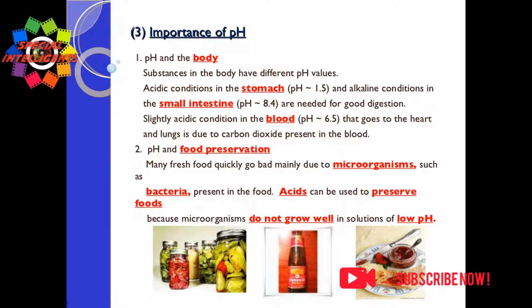Importance of pH. pH in the body. Substances in the body have different pH values. Acidic conditions in the stomach, at 1.5, and alkaline conditions in the small intestine, at 8.4, are needed for good digestion. A slightly acidic condition in the blood, at 6.5, goes to the heart.